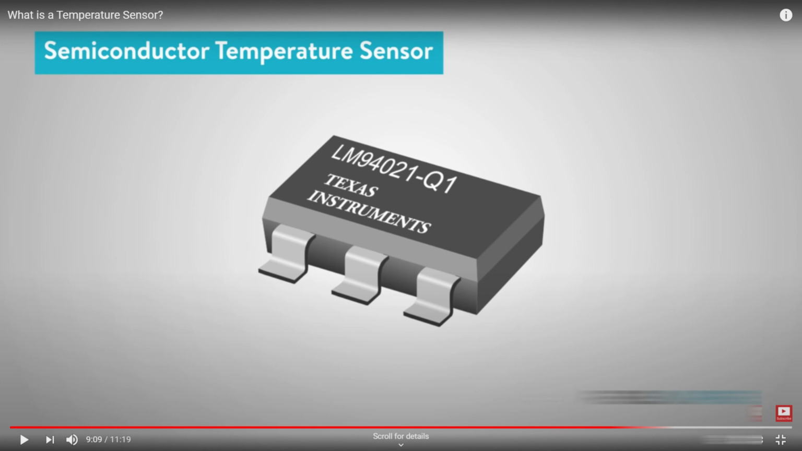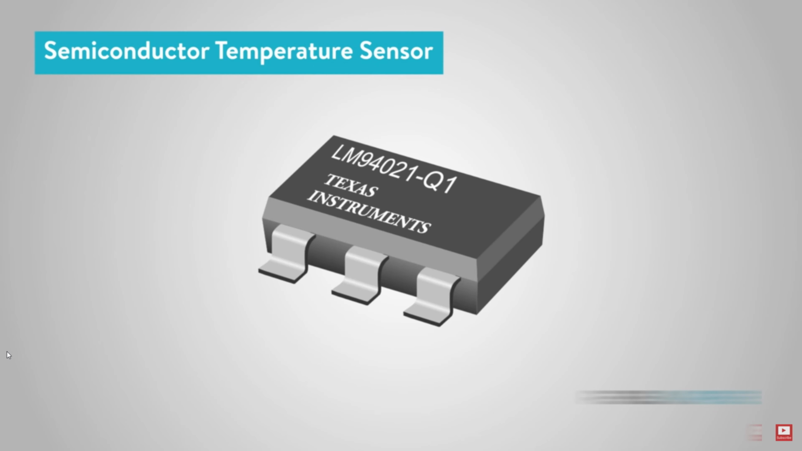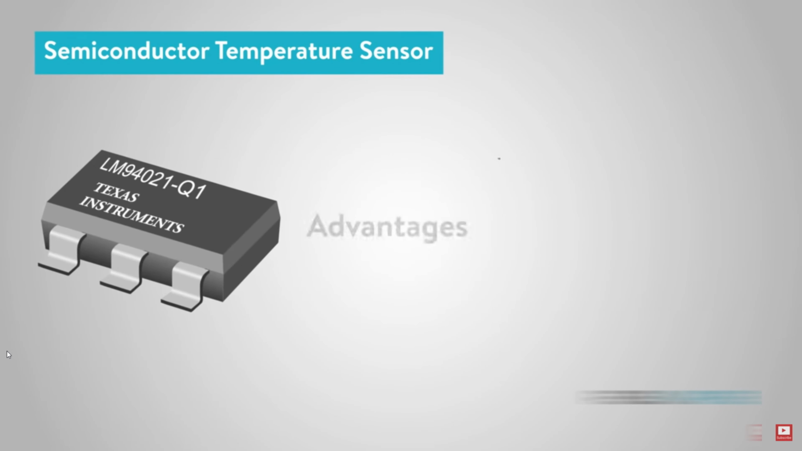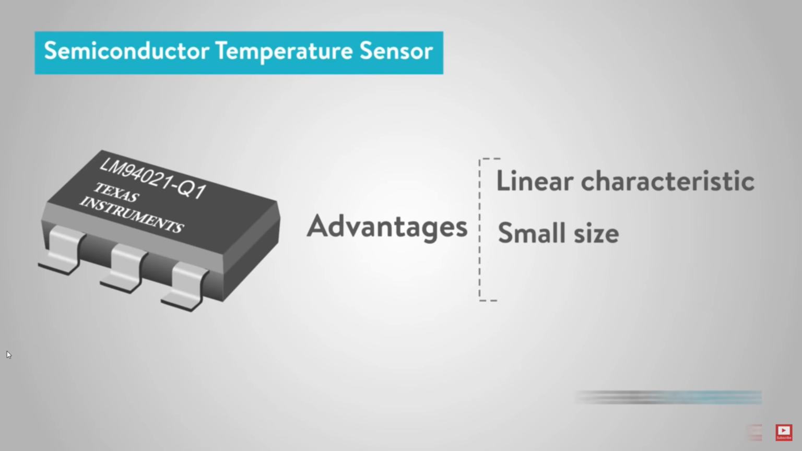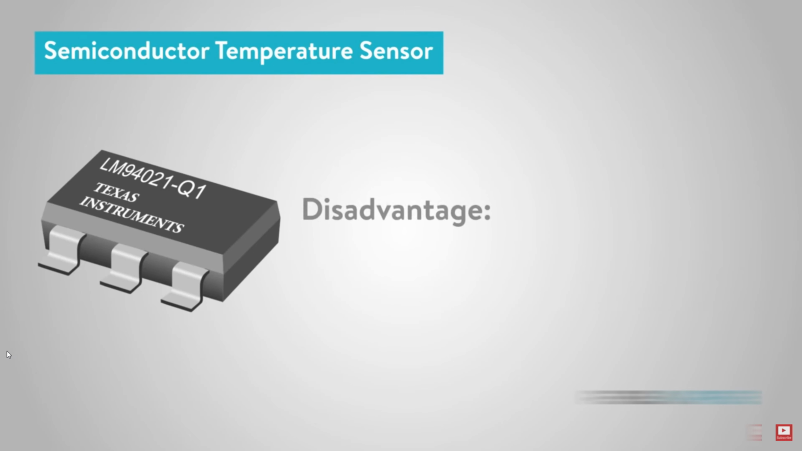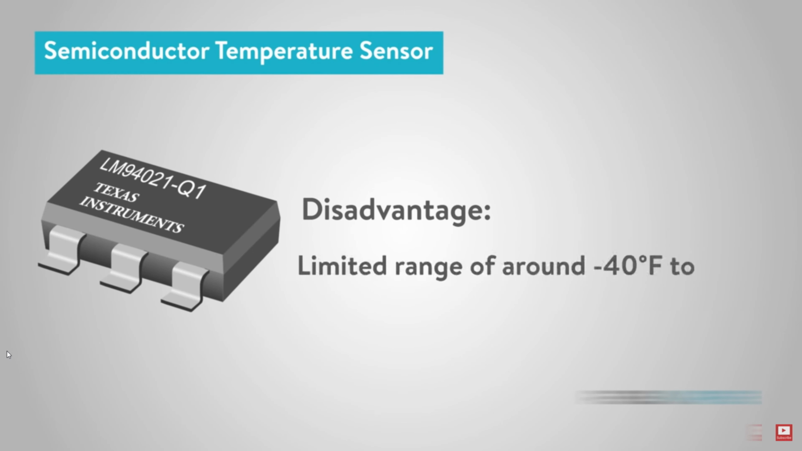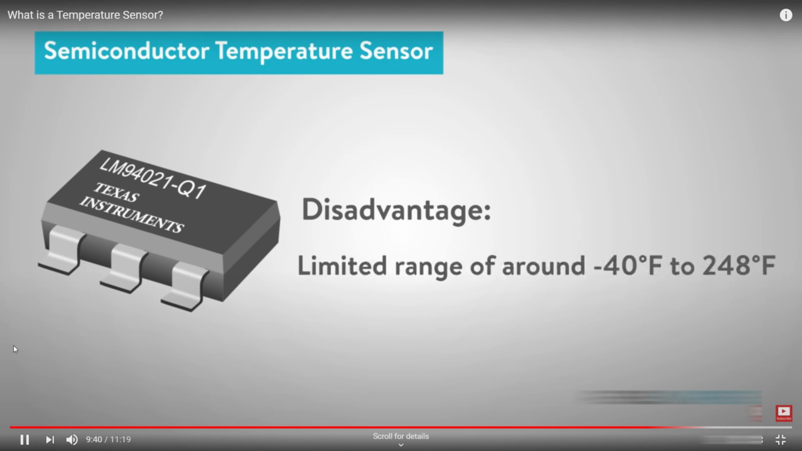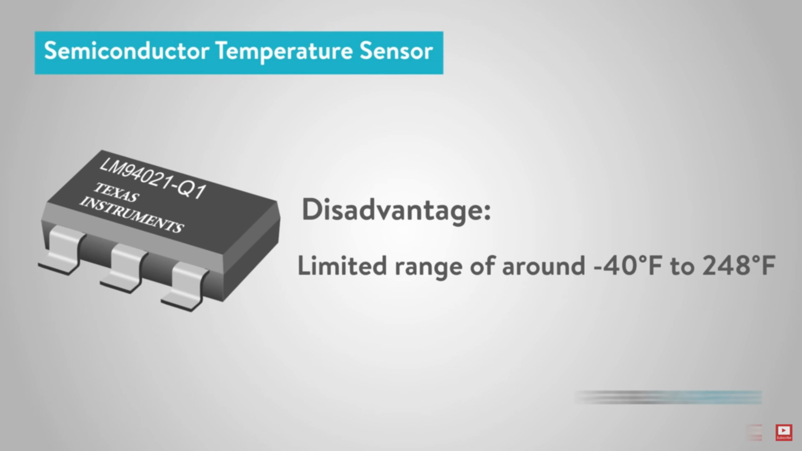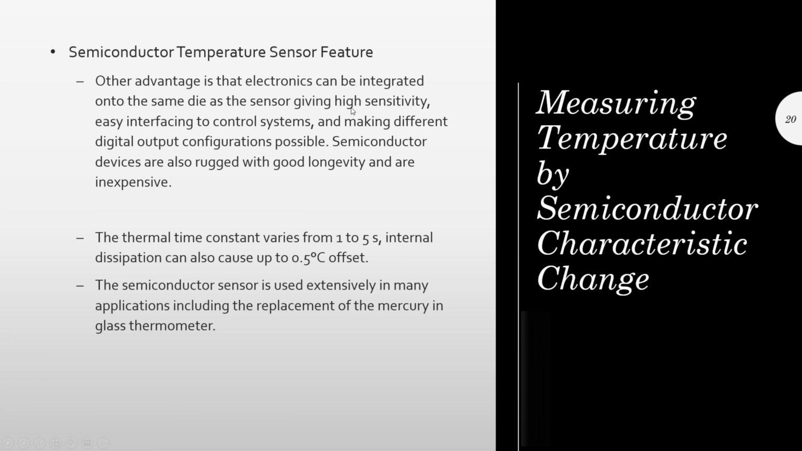Let's talk about the semiconductor temperature sensor. The voltage across a PN combination of semiconductors, like a diode junction or the base-emitter junction of regular transistors, is a function of temperature. This technology is vastly used in electronic devices and IC technologies. Linear characteristic, small size, and low cost are advantages of this technology. But it should be noted that the limited range of around -40 degrees Fahrenheit to 248 degrees Fahrenheit makes it suitable for specific applications.